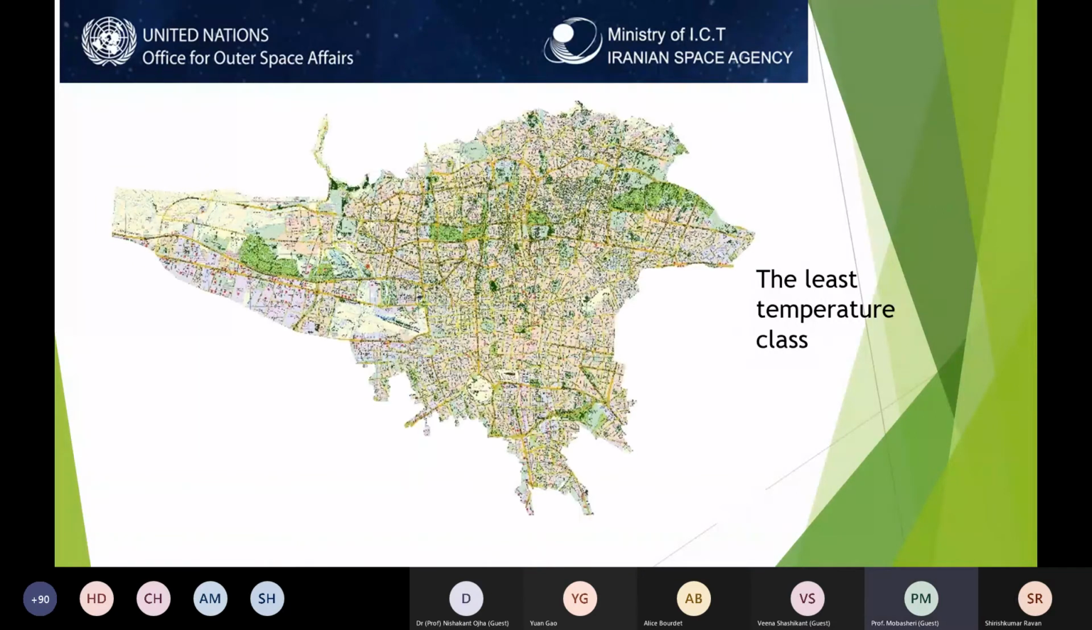The least temperature class is here. So the park areas, again in the western part of Tehran, Chitgar Lake and these areas, although they are in the hot area, are themselves a little cooler. Go to the next, please.